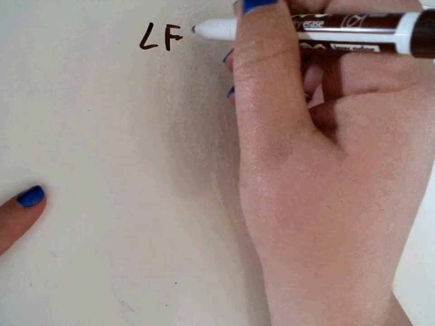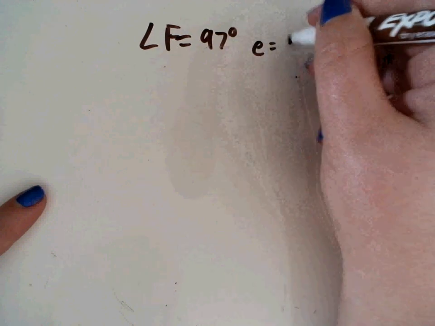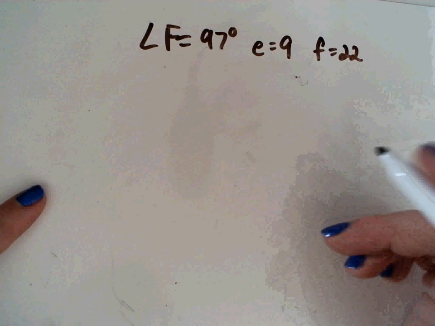Okay. So like I said, number 13. It says in triangle FDE, the measure of angle F equals 97 degrees, E equals 9, and F equals 22.